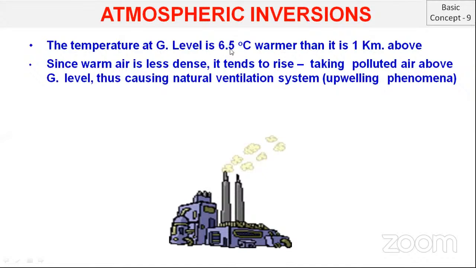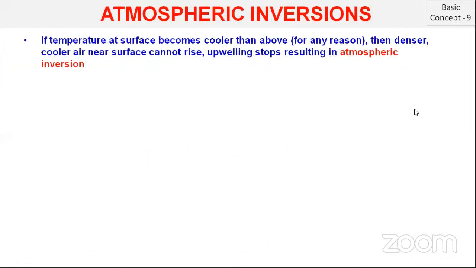The temperature at ground level is 6.5 degrees warmer than just 1 kilometer above the ground level. Since warm air is less dense, less weighing, it tends to rise, and that is called the upwelling phenomenon. Next, if the temperature at the surface becomes cooler for any reason, which is very dangerous, it should not become so. Coolness should always be above the ground level. For some reason, what is that reason? We will learn a little later. Then the denser, cooler air near the surface cannot rise. Upwelling stops, resulting in what is called atmospheric or temperature inversion.